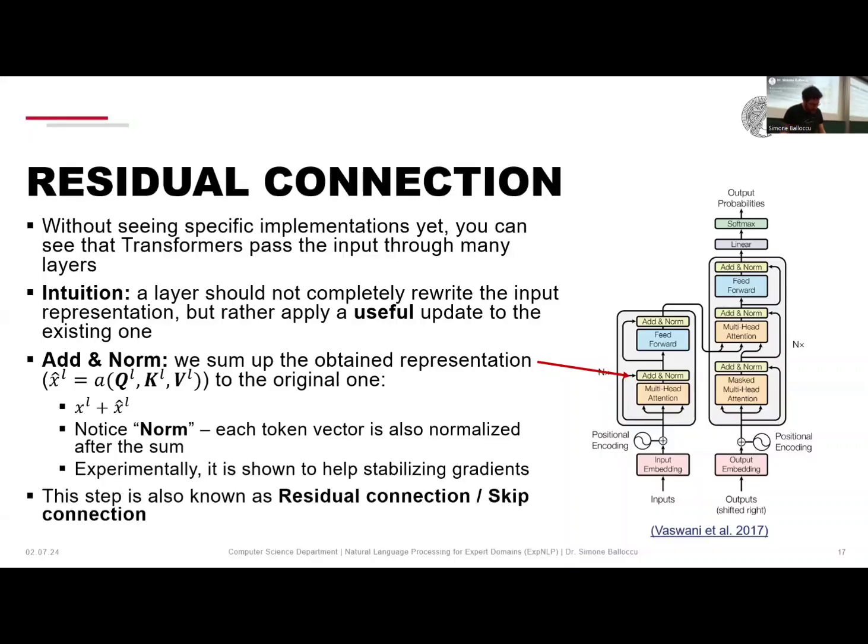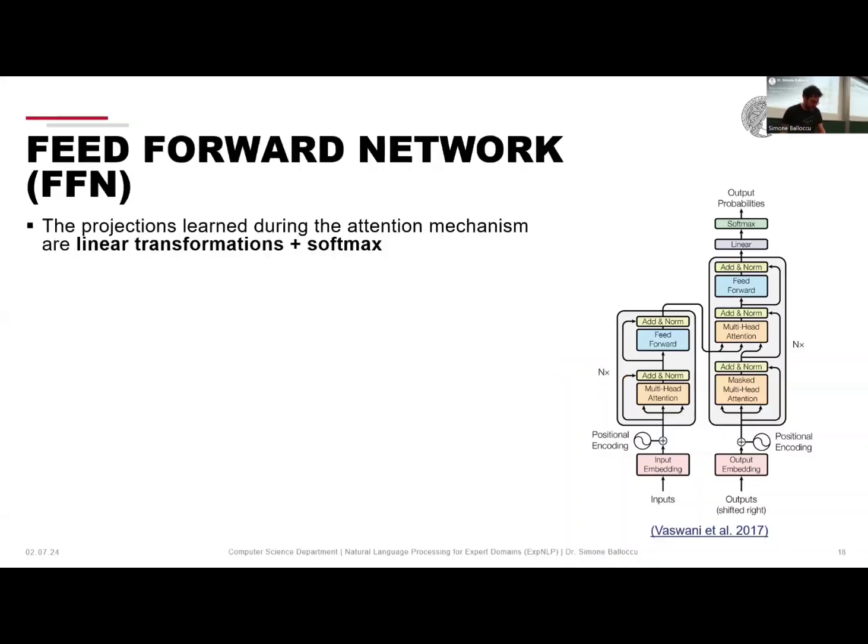What else do we have? Residual connection or skip connection. What else do we have? We have this little guy here, the feed forward. The projections that we learn when we apply the attention are mostly a linear transformation and a softmax.